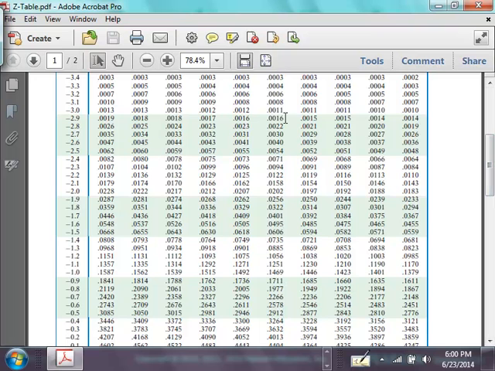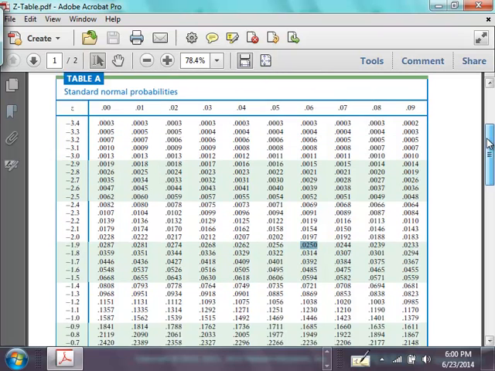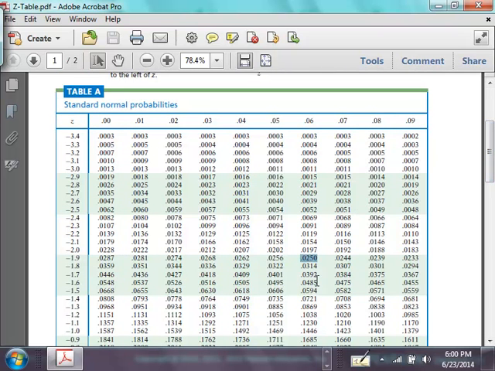So I'm looking here in the table: 0.027, 217, 222, 228, 233, 239, 244, 250, right here. Now here's the probability that's closest to our area under the curve to the left. And then look to your left here, you've got negative 1.9 and 6, right? So the z-score is negative 1.96.